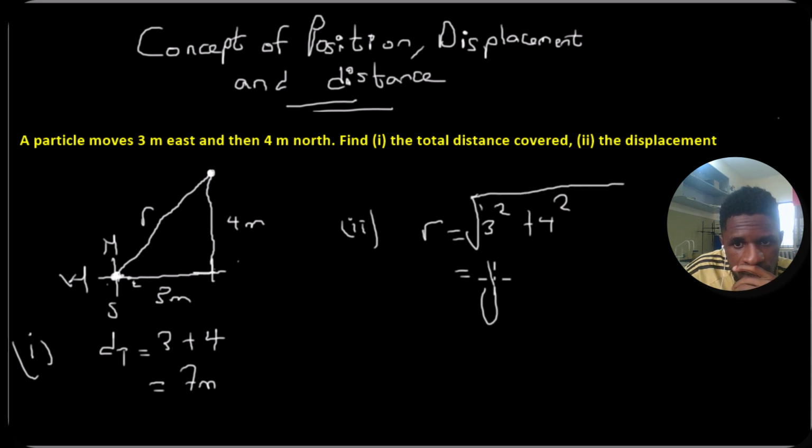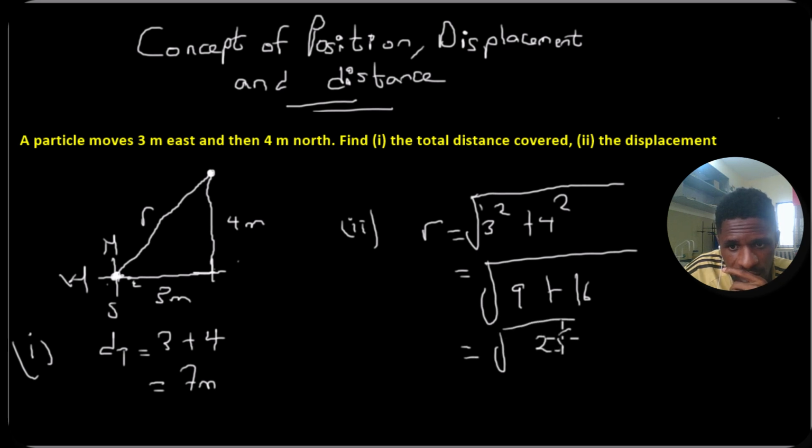When we take 3 squared, we have 9. And then when we take 4 squared, we have 16. So 9 plus 16 gives us 25. And the square root of 25 gives us 5.